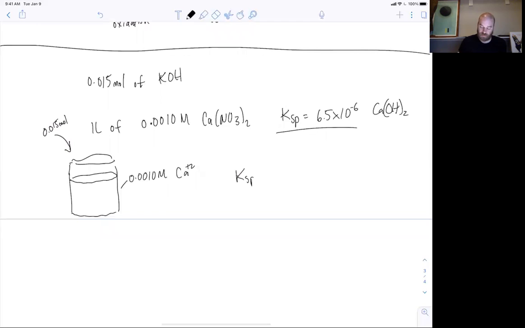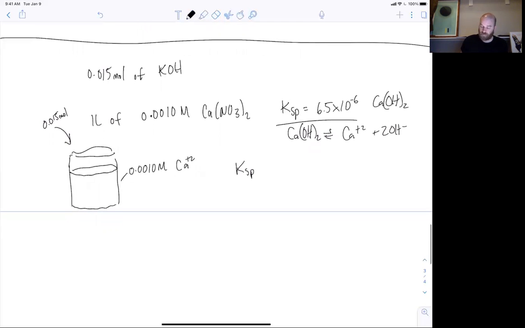And so we know that whatever the concentration is of calcium times the concentration of hydroxide squared, the way to think about it is the amount that's in solution will equal 6.5 times 10 to the minus 6. If you're below that number, then you're fine. The KSP sets the max that you can have of calcium and hydroxide in solution. I'm not sure I'm saying that in a way that makes sense.